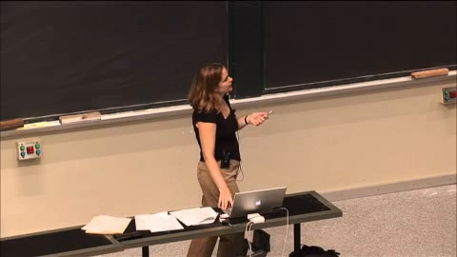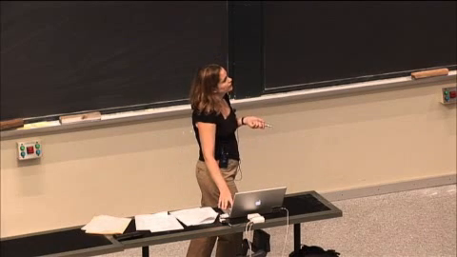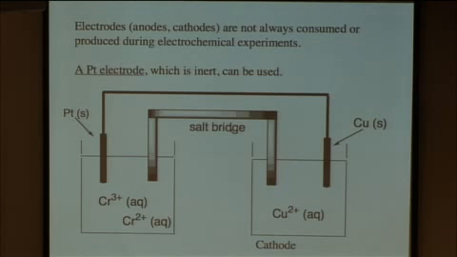So let's think about what equations we would write for this chemistry and what's going on. Over here at the cathode, what happens at a cathode? Oxidation or reduction?